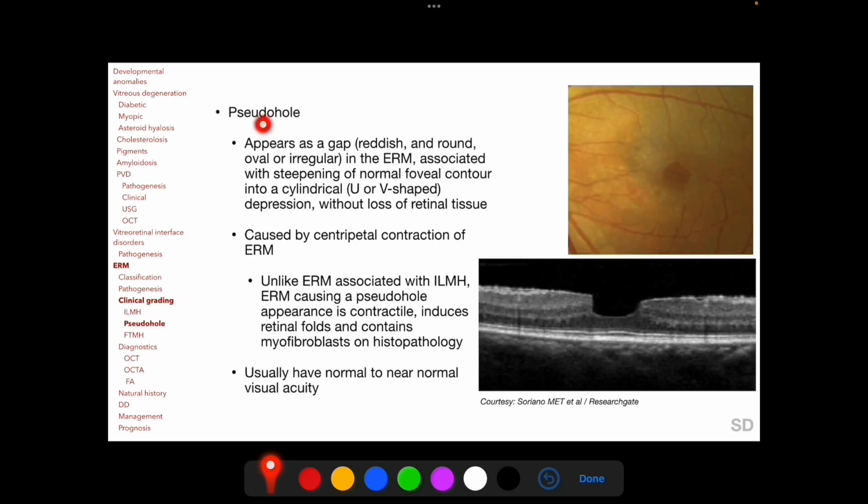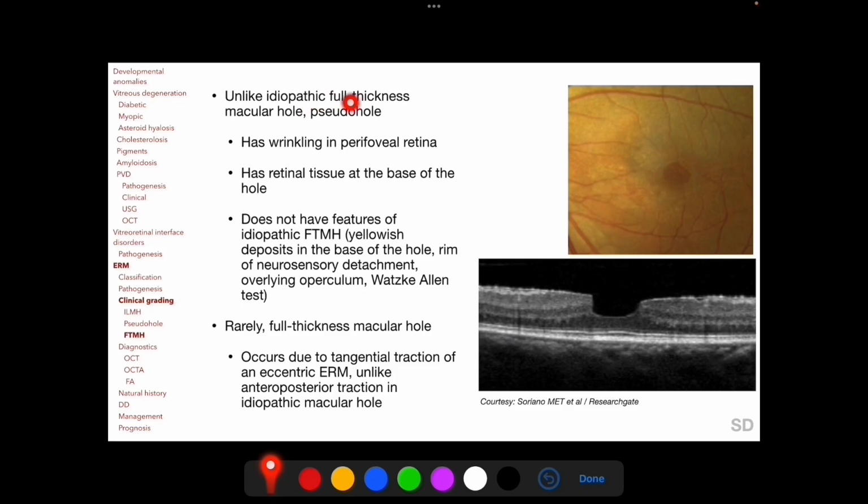A pseudohole appears as a gap in an epiretinal membrane which is reddish and round, oval, or irregular, associated with stiffening of the normal foveal contour into a U or V-shaped depression without loss of retinal tissue. It is caused by centripetal contraction of an epiretinal membrane, and patients with pseudoholes usually have normal to near normal visual acuity.